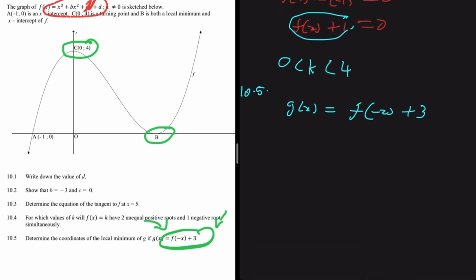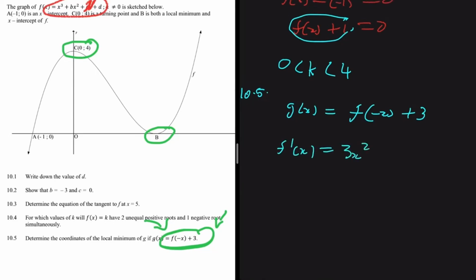So let's go ahead and find the coordinates of B, right? How do we find the coordinates of B? B is the turning point, so the gradient there is 0, right? So we can say f prime x is equal to 3x squared minus 6x is equal to 0, right? That's what happens at the local maximum and minimum. So now we can take x as a factor, right? So we're going to have x, and then 3x minus 6 is equal to 0. So x is equal to 0, or x is equal to 2, right?